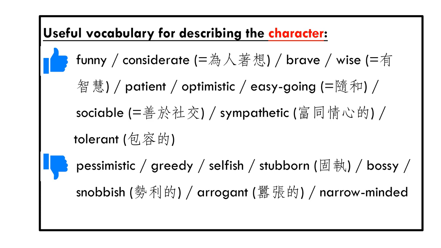When we are describing characters, we have to use a lot of words to describe the personality of that character. So personality adjectives are very useful when describing characters. So I have a long list of adjectives that you can use to describe characters. So I'm going to introduce a few. You can say someone is funny, or you can say someone is considerate, 好為人着想嘅.